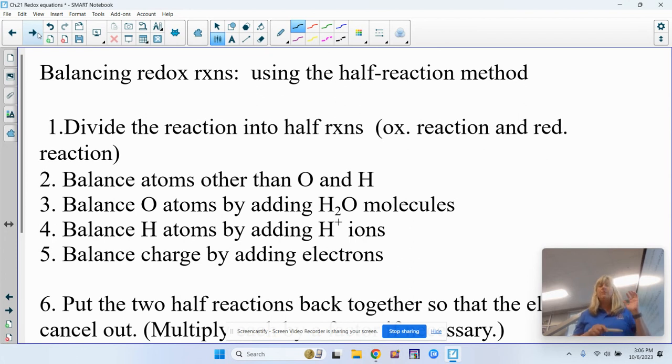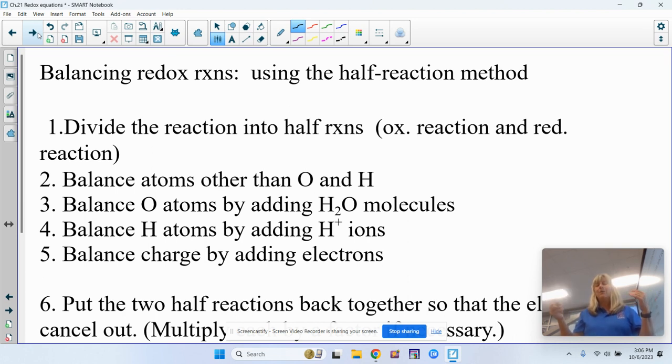So first of all, if you're given the reaction as a whole, you need to divide it into 2 half reactions. Then we just go through these steps for each reaction. Balance atoms other than oxygen and hydrogen, then balance oxygen by adding water, and hydrogen by adding H+, and the charge by adding electrons. So this is like a little bookkeeping method.